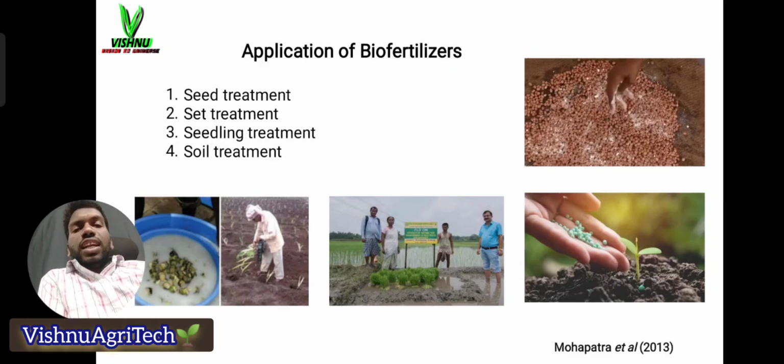Next one, seedling treatment. Seedling treatment means this type of treatment we use for paddy crops. Before transplanting, we mix the biofertilizer with water, and then we dip the seedlings in that liquid biofertilizer for 30 minutes, and after that we transplant to the main field. That is called seedling treatment. And next one, soil treatment. In soil treatment, we apply the biofertilizer directly to the soil.